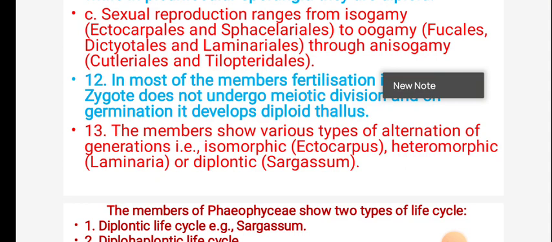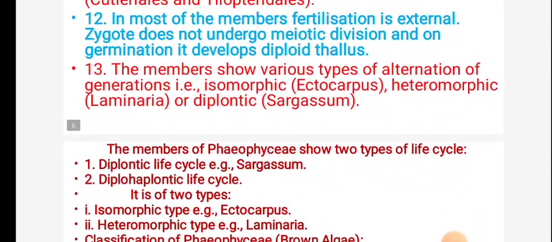So based on this, these orders are there. In most of the members, the fertilization is external and the zygote does not undergo meiotic division, and on germination it develops the diploid thallus. So this is also highlighting one character for the Phaeophyta. The members show various types of alternation of generations, that is isomorphic in Ectocarpus, heteromorphic in Laminaria, or the diplontic life cycle in the Sargassum.